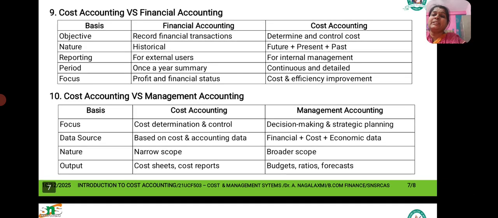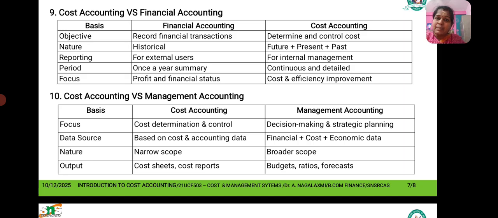Now we are going to see the difference between cost accounting and financial accounting. On the basis of objectives, financial accounting is a record of financial transactions. For cost accounting, the main aim is to determine the cost and control the cost. Nature: financial accounting is historical in nature, but cost accounting includes everything: future, present, and past.